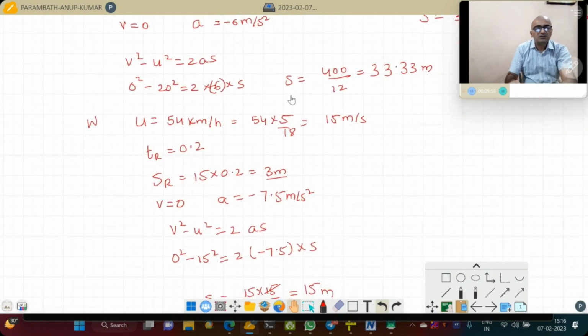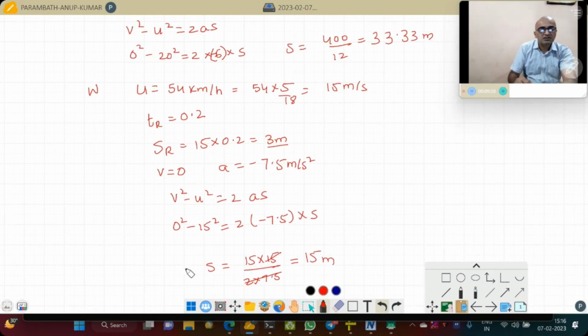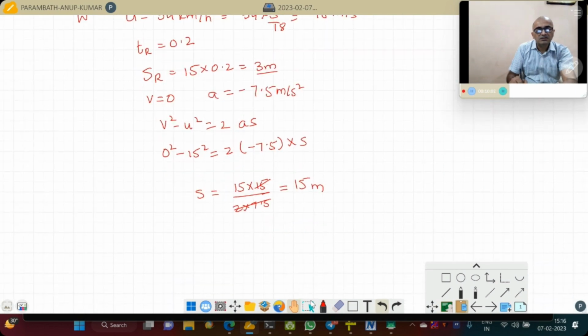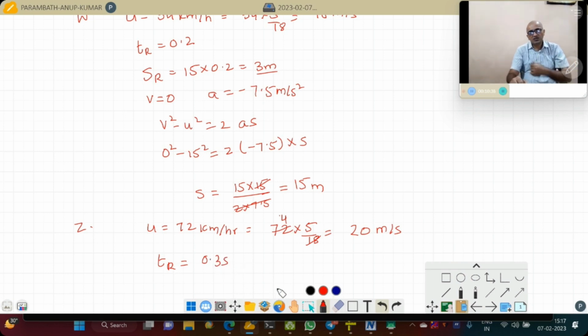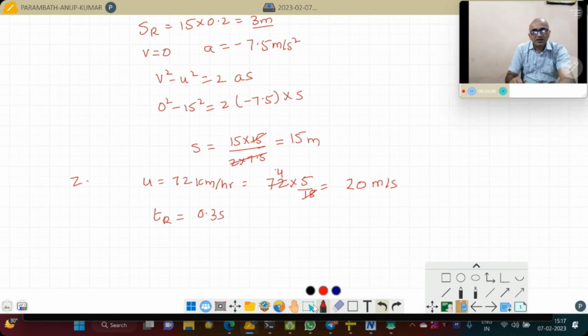Z. For Z, the initial velocity is given to be 72 km per hour. 72 km per hour is 72 into 5 by 18, that is 20 meter per second. The reaction time TR for this particular driver is 0.3 seconds, and as we already mentioned to you, there is no change in speed during the reaction time. Therefore, the reaction distance is equal to 20 into 0.3, that is 6 meters.